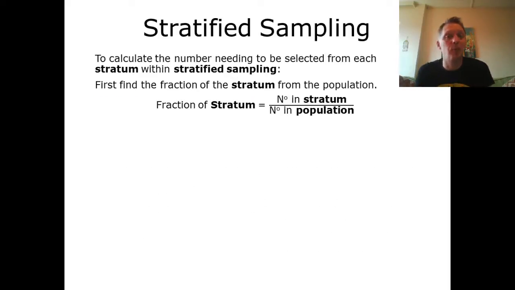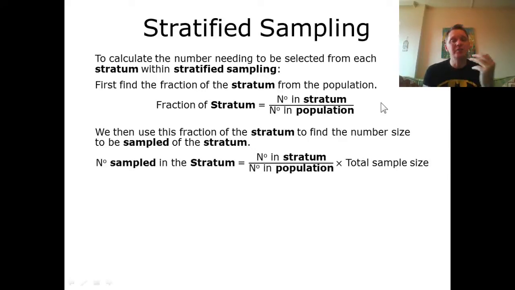To calculate this, what we need first of all is to find the fraction of the stratum. So, the number within our stratum, the number within our subgroup, divided by the number of the population, or the number within the total group. We could turn this into a percentage quite easily by multiplying this by 100. So now by using this, we can calculate the number that we need in each stratum, in each subcategory, to be participants in our sampling. So taking our fraction, we just multiply this by the total size that we wish to survey.